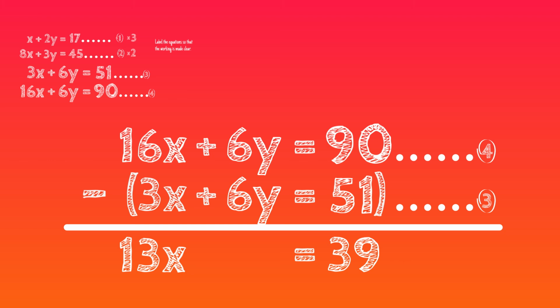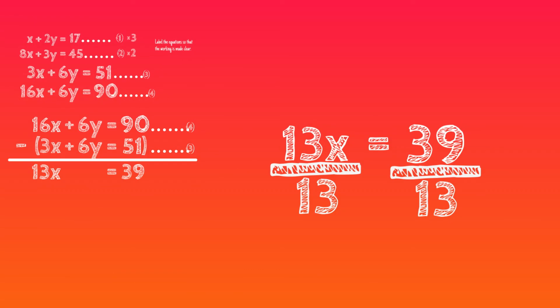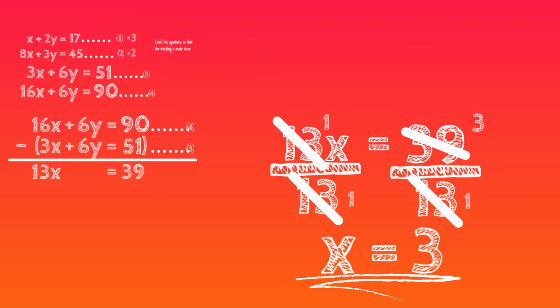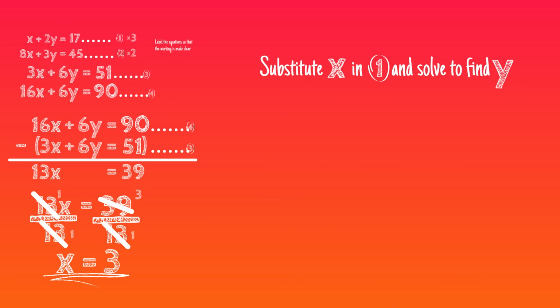So we divide by the coefficient of x to get the value of x. The coefficient of x is 13. So we divide both sides by 13. 13 into 13, 1. 13 into 39, 3. So x is equal to 3. Now we need to find the value of y. To find the value of y, we substitute x in equation 1 and solve.